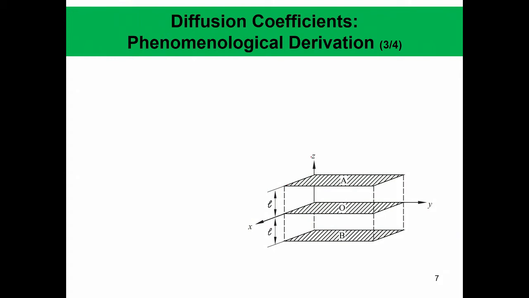So this is the z coordinate, this is the x coordinate, and this is the y coordinate. Say this is our origin, and through the origin this plane O passes. And from L distance from the origin we have another plane A, and from L distance below the origin we have another plane B, alright.